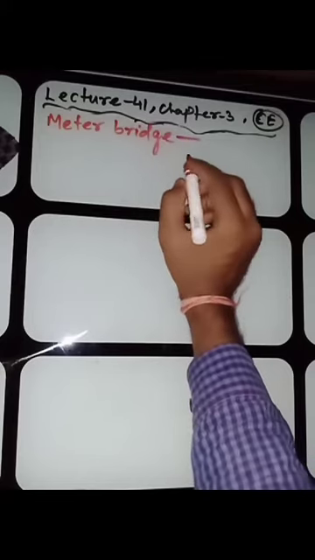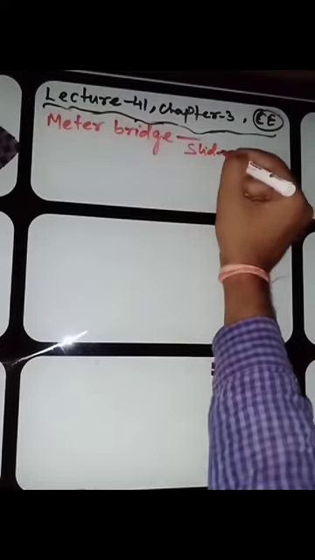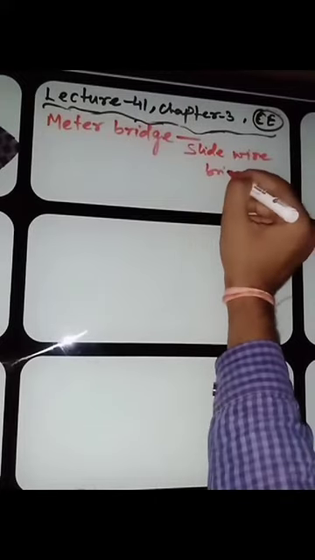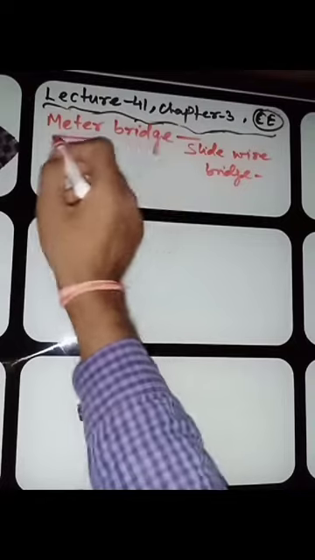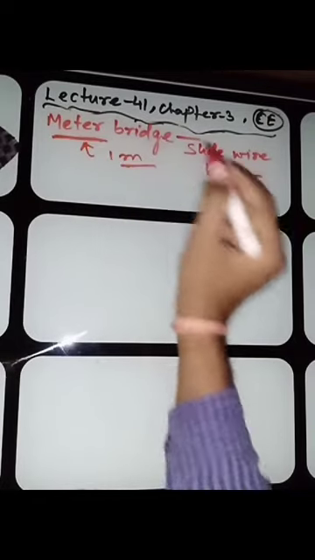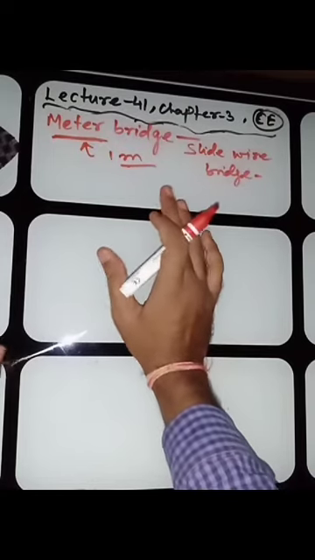The meter bridge, this is also called the slide wire bridge. Why actually is this called meter bridge? Because the length of meter bridge is found to be 1 meter. We used to make a meter bridge of 1 meter. That's why.